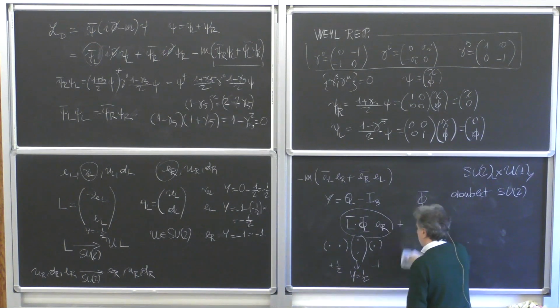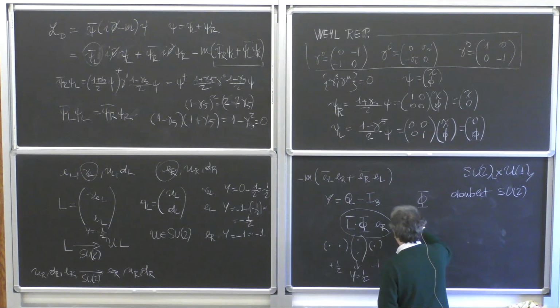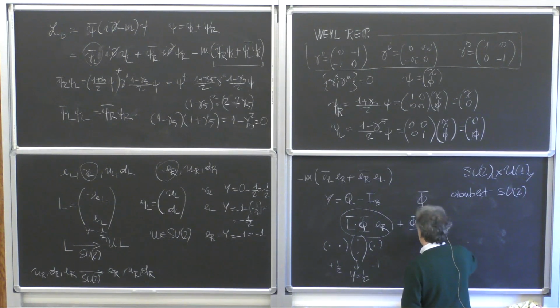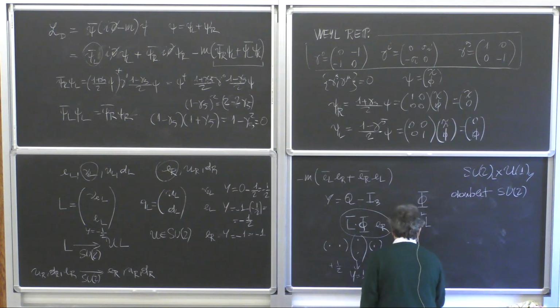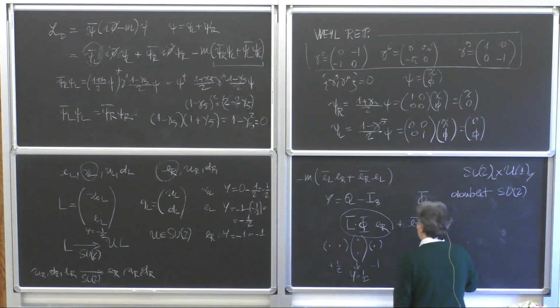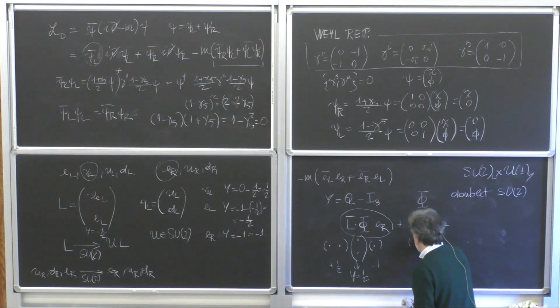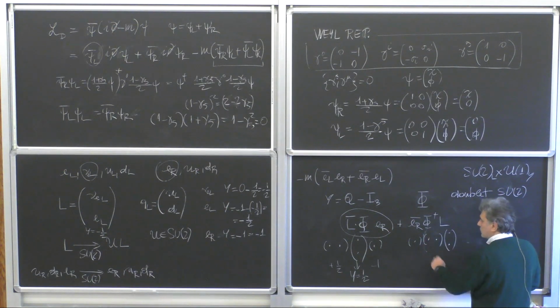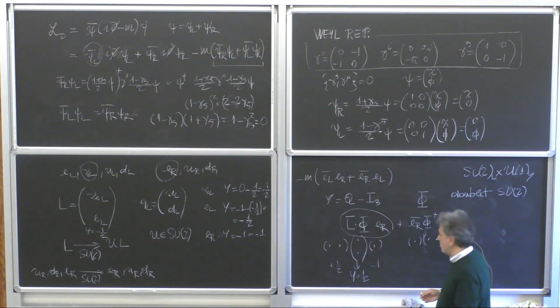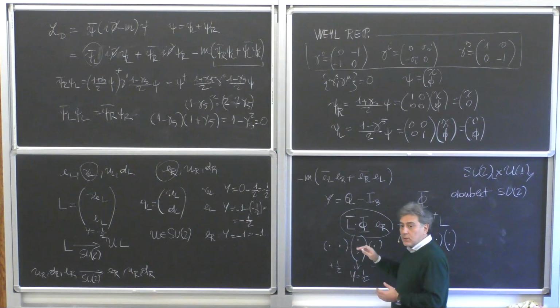So the E_R bar, φ dagger, L. This is again, you see, a singlet under SU(2), and the hypercharge is equal to 0. So this is the way.